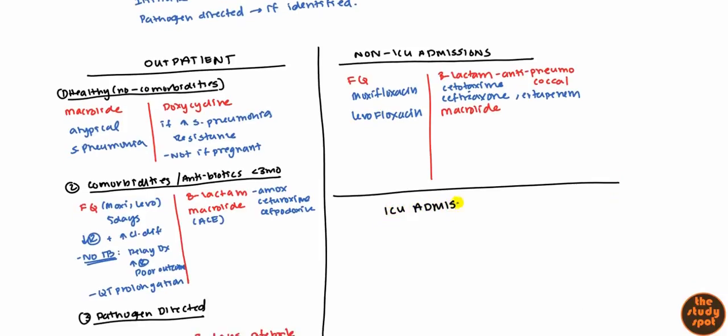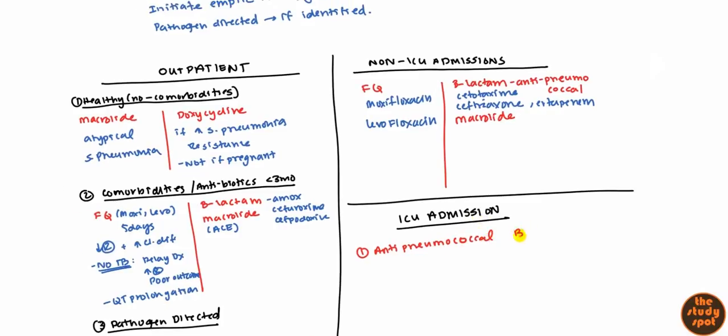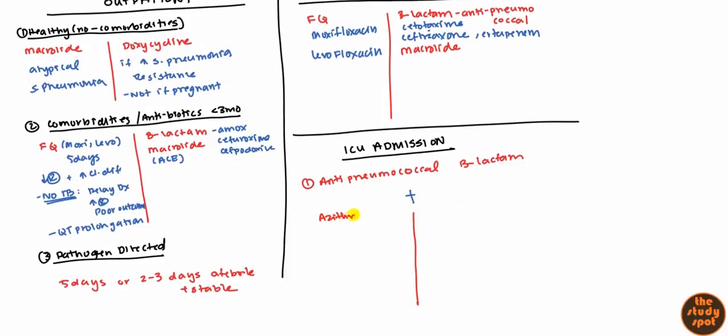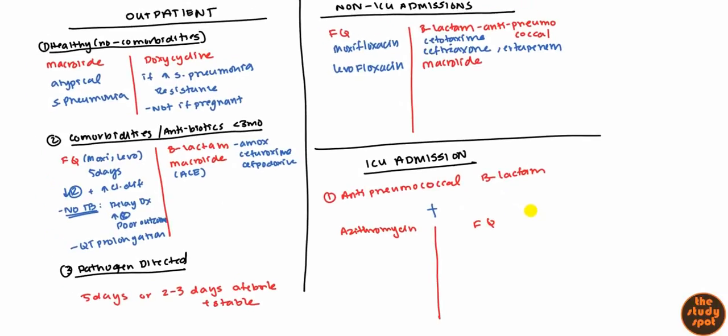ICU admissions. So patients who go directly to ICU, you're going to use an anti-pneumococcal beta-lactam, and that was the ones we kind of discussed before. But on top of that, you also want to add an azithromycin and a fluoroquinolone. So with ICU admissions, you're adding an azithromycin. It's a simple way to remember that.